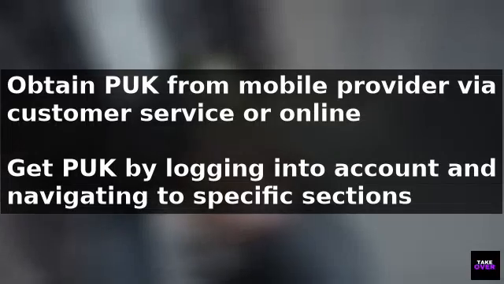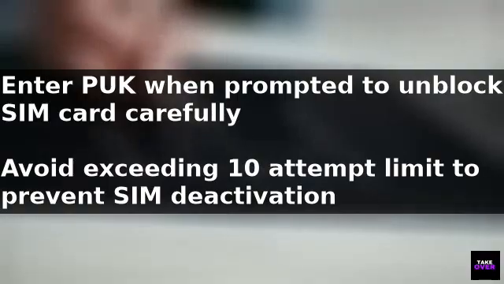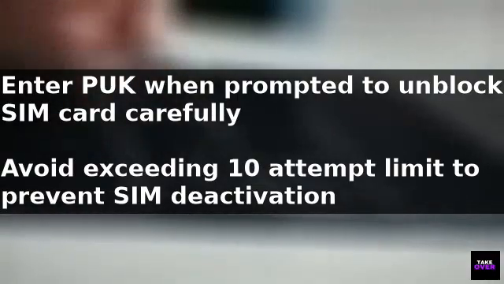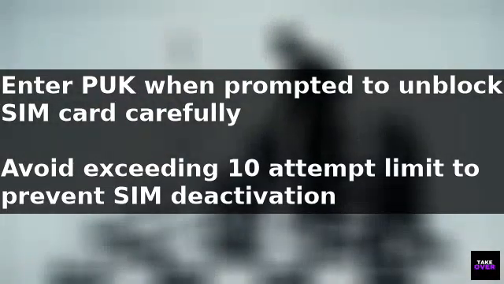To unblock a SIM card on an Android phone, the easiest method is to use a PUK, or PIN unlock key number, provided by your mobile provider. This code can be obtained by contacting your provider's customer service, which may require using a different phone since your SIM card is blocked, or by utilizing online services. The provider will ask for your SIM card number to assist with the process.